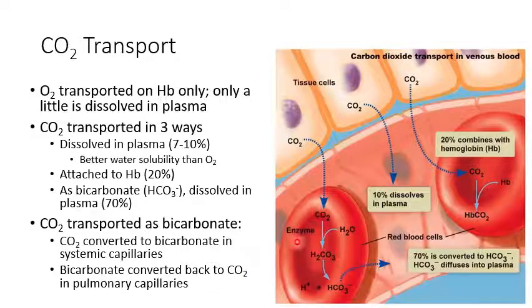So in your systemic capillaries, you're converting the carbon dioxide to bicarbonate so you can transport it. In your pulmonary capillaries, the opposite thing happens because you need to get rid of it now. So you're going to take that bicarbonate, turn it back into carbon dioxide so that you can breathe it out.